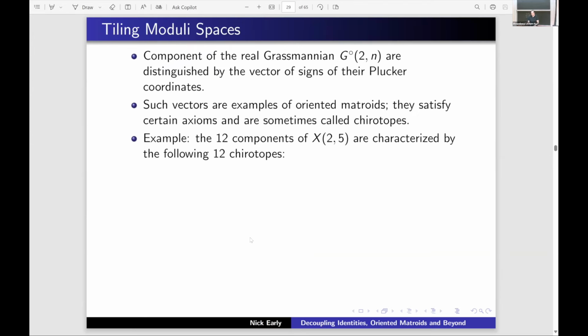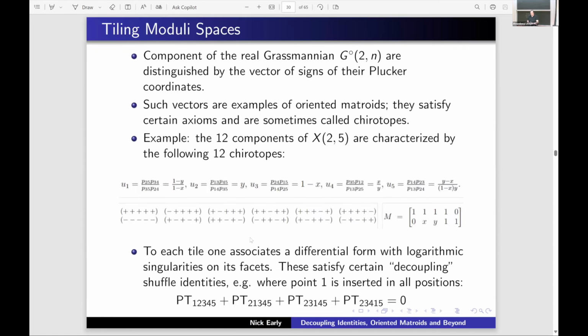Okay, so finally, moduli spaces. I just want to illustrate here what is an oriented matroid. Oriented matroids are encoded by sign vectors of Plücker coordinates on the Grassmannian, and if we restrict to X to n, then there are fewer. It's characterized by the 5 possible chords in a pentagon.